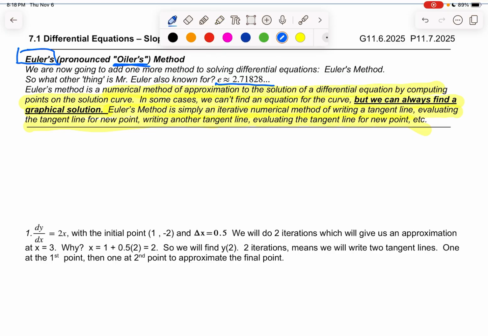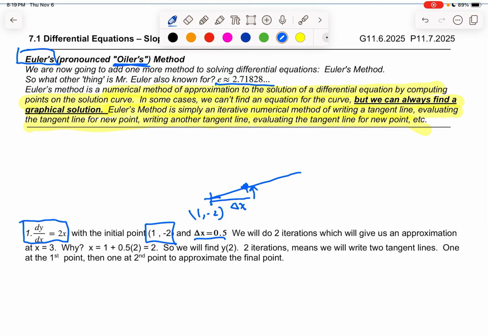We're given the slope at any point, we're given a point, and then we're also given a change in x. So we start at our given point, which is (1, -2). We find the slope at that point, so we draw a tangent line, and we go over some distance, which we call delta x. Then we substitute into our tangent line and find a new y.